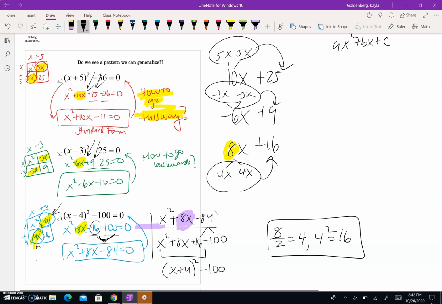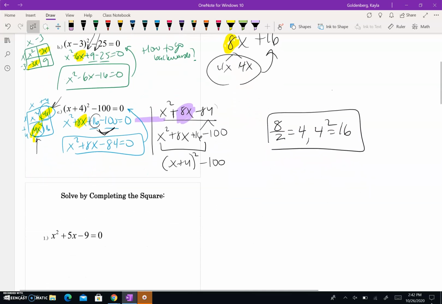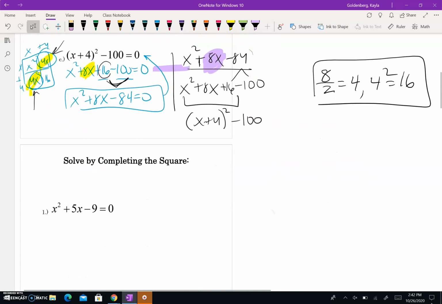Right? So let's try it out. Let's try it out with a new one. We're going to try the backwards process. And this backwards process we call completing the square.